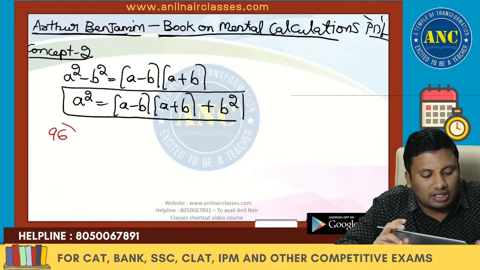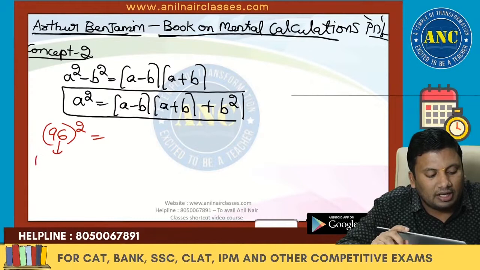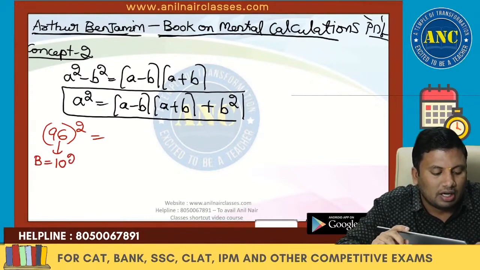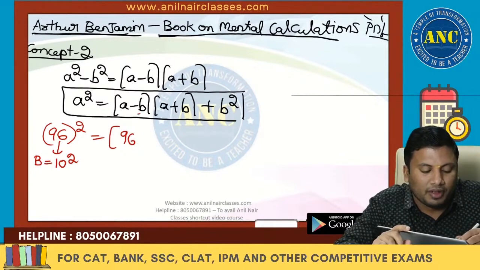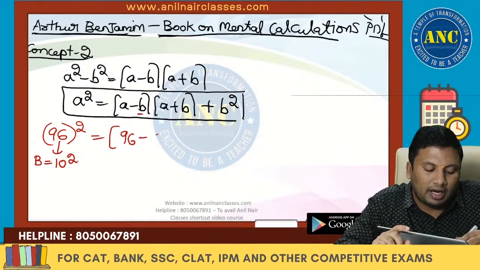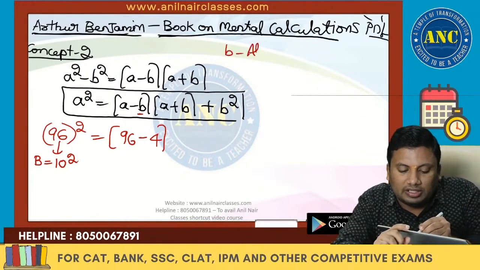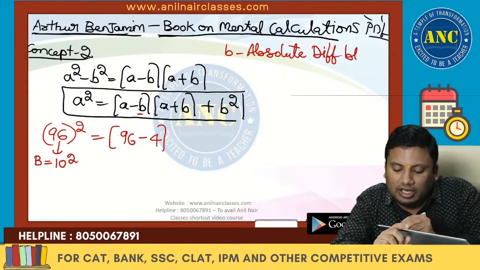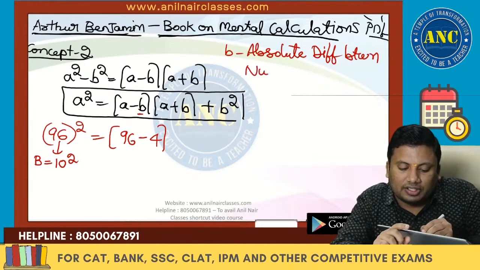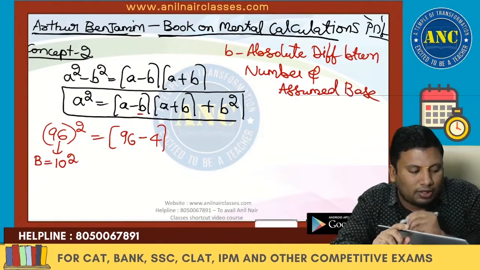Suppose I want 96 square. One is a plus b whole square. Another method: 96 is nearer to 100. a value is 96. b is the difference between the number and the assumed base, 96 and 100, which is 4. Please write down: b is the absolute difference between the number and the assumed base.